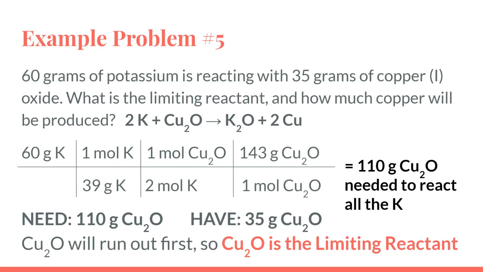So in this case, we need 110 grams of copper oxide in order to react all of the potassium. From the problem, it tells me that I have 35 grams of copper oxide. So if I wanted to buy something that was $110 and I only had $35 on me, then I am limited by my money. I cannot purchase that item. So therefore, my copper oxide is the limiting reactant.